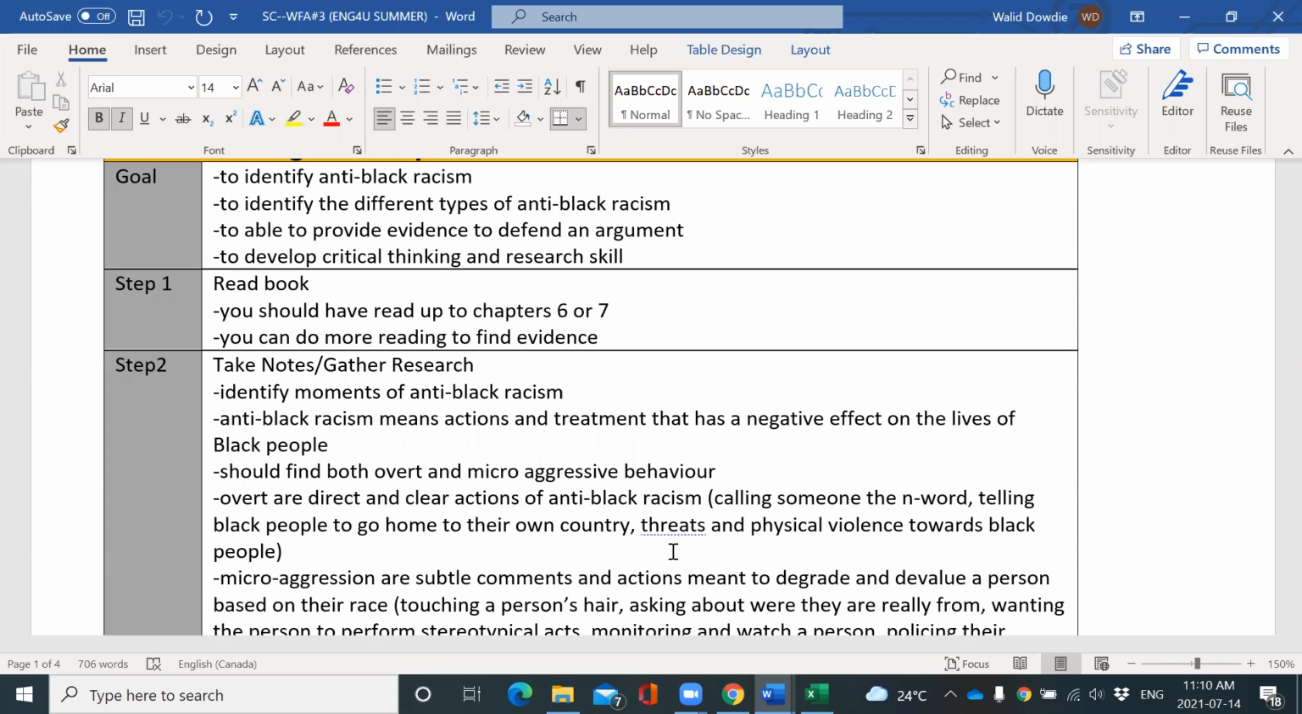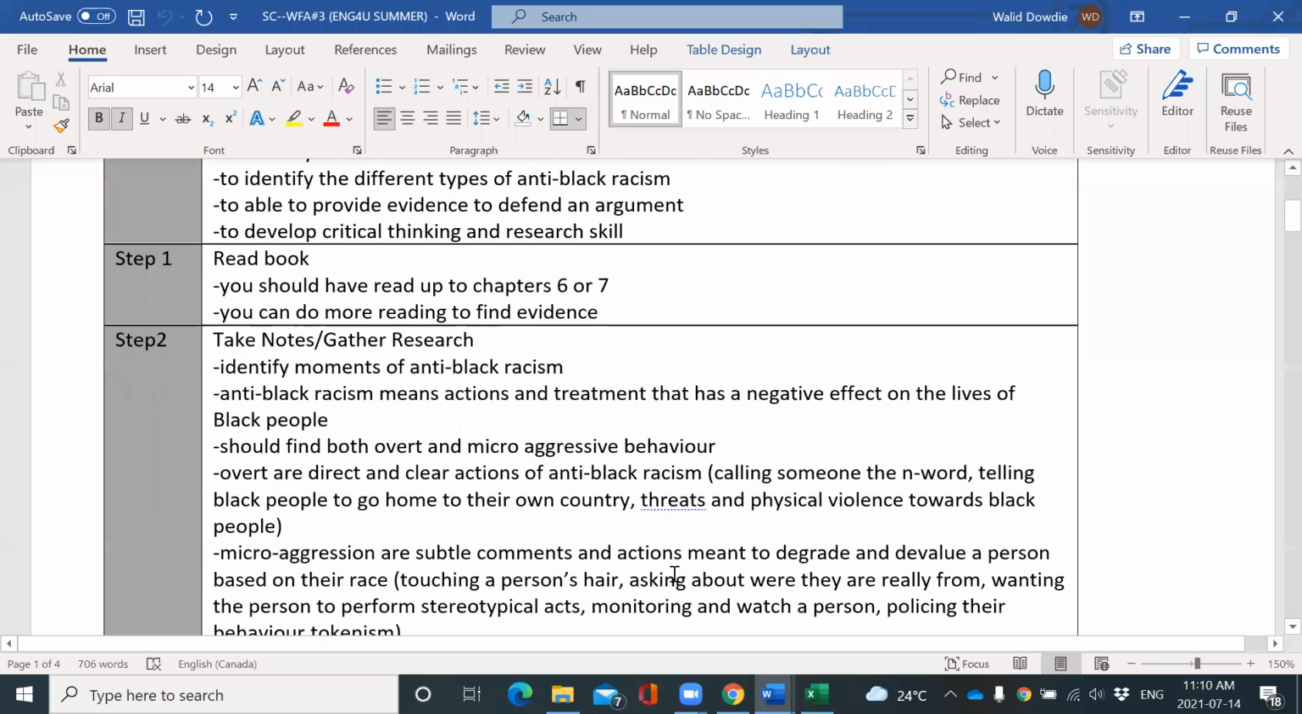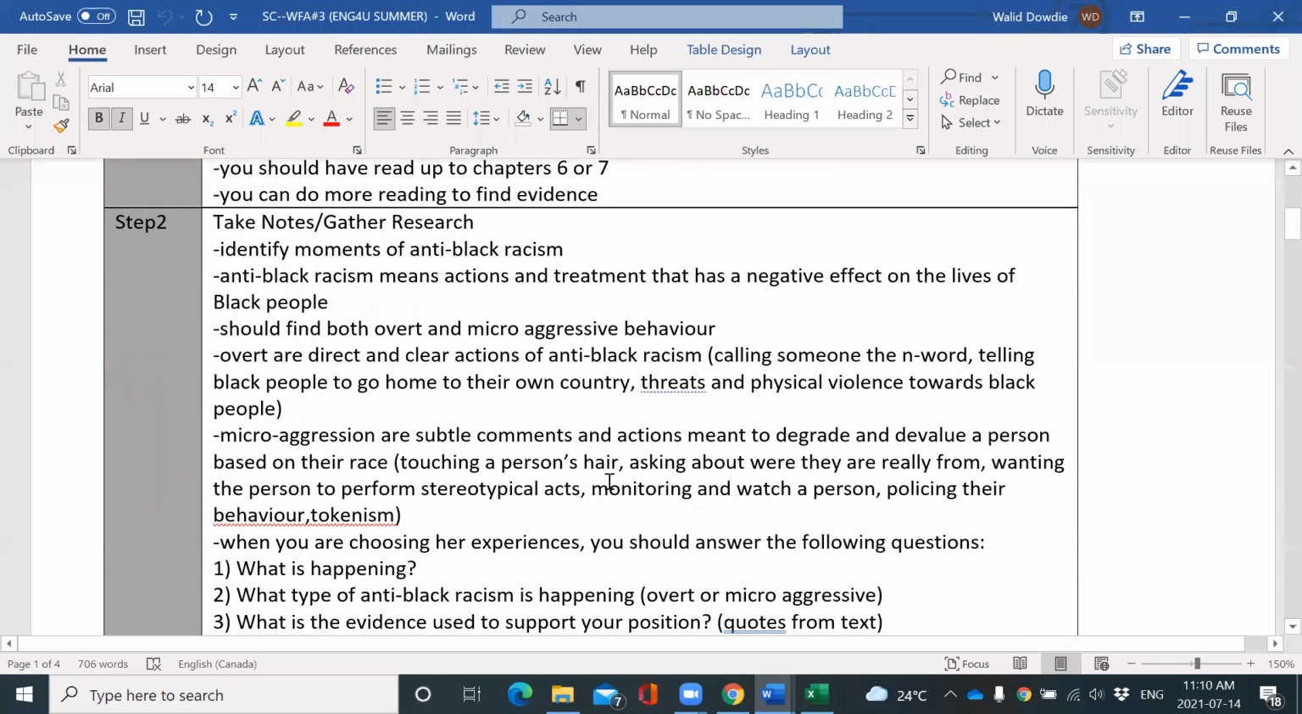Okay, so next page, step 2 is to take notes or gather research. So what you need to do is gather research. You need to identify moments of anti-Black racism. Anti-Black racism means actions and treatments that have a negative impact on the lives of Black people. You should find overt and microaggressive behavior.